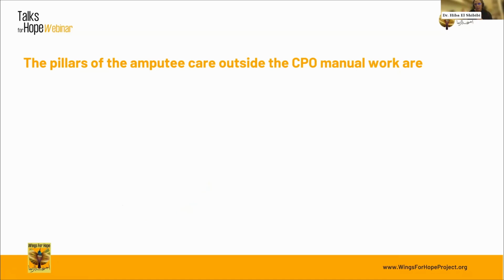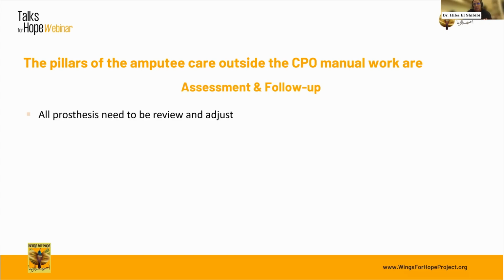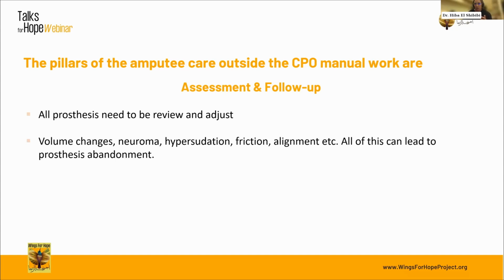So I will be short and really quick because there are a lot of small things that we have to discuss. But basically, for amputee care, you need assessment and follow-up. This is central. All prostheses will need to be reviewed and adjusted. We talked about it with Dr. Youssef, but volume changes, neuroma, friction, problems with alignment, etc., everything can lead to prosthesis abandonment.